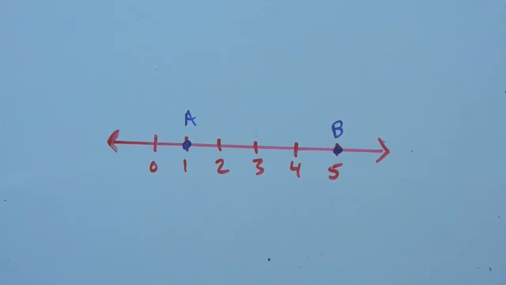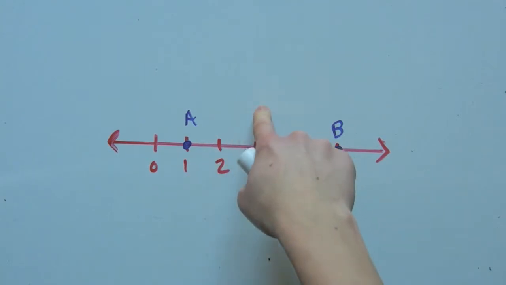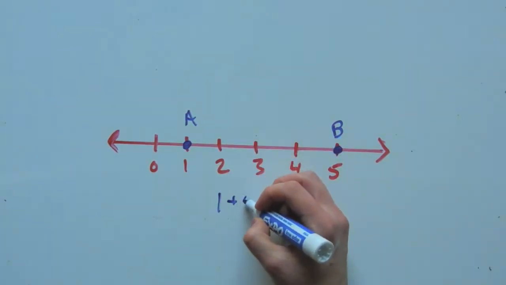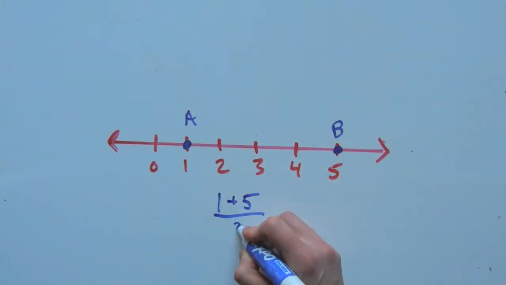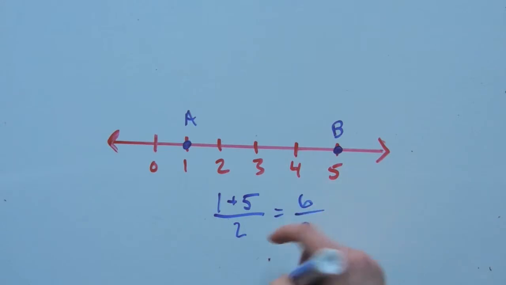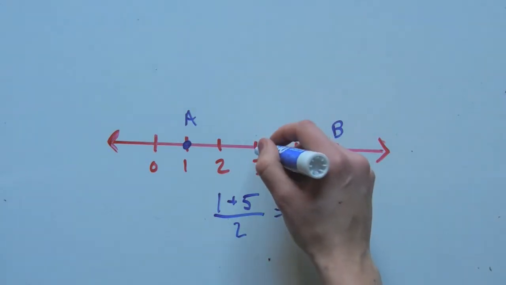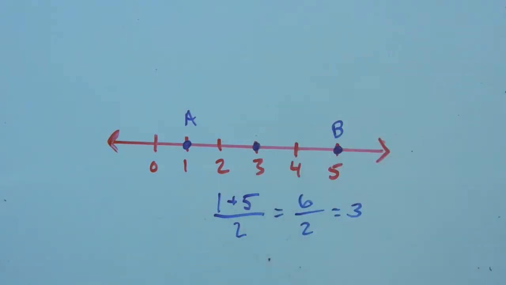On a number line, it's easy to find the midpoint. The midpoint is just halfway between these two points. So if A is at 1 and B is at 5, I just need to add those two points together and then divide by 2 to find the middle point. So 1 plus 5, divided by 2, because I want it halfway between those two points. 1 plus 5 is 6, all over 2 is going to give me 3. So the midpoint is at 3, and we'll go ahead and label that X.